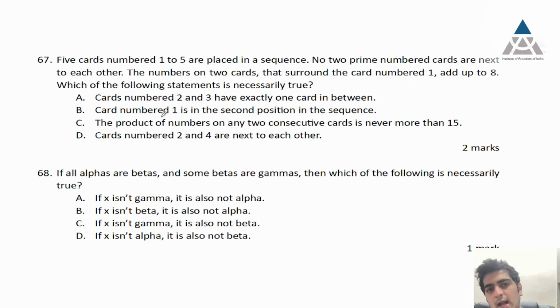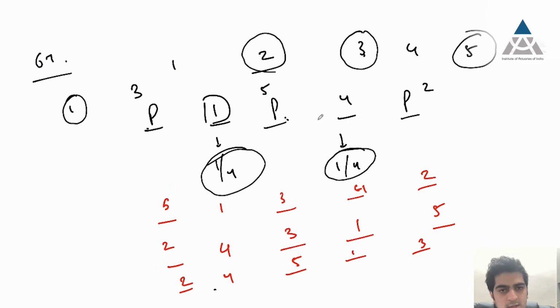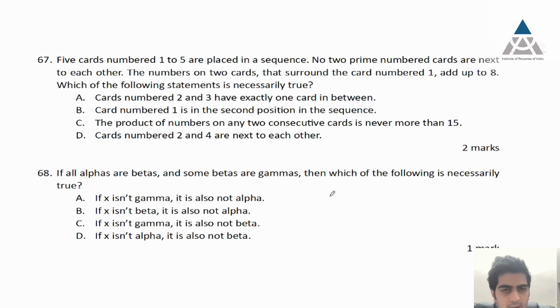Let's do the option B. Card number 1 is in the second position in the sequence. Again, not necessarily true. It could be second, it could be fourth as well. The product of numbers on any 2 consecutive cards is never more than 15. Okay, this is interesting. Let's come to option C later. Let's first do option D because that's an easier one.